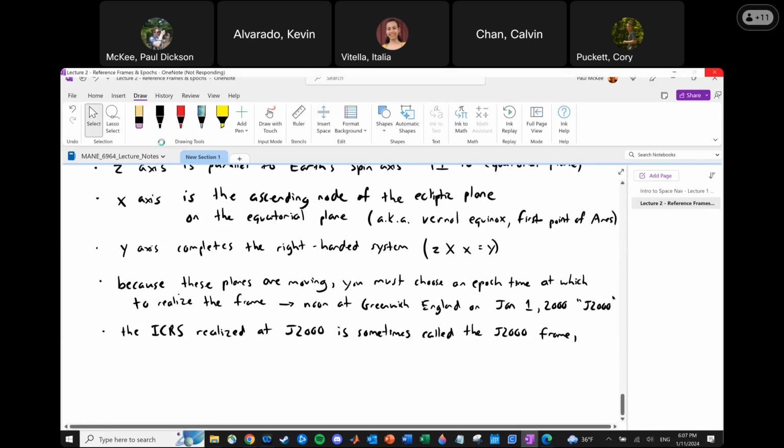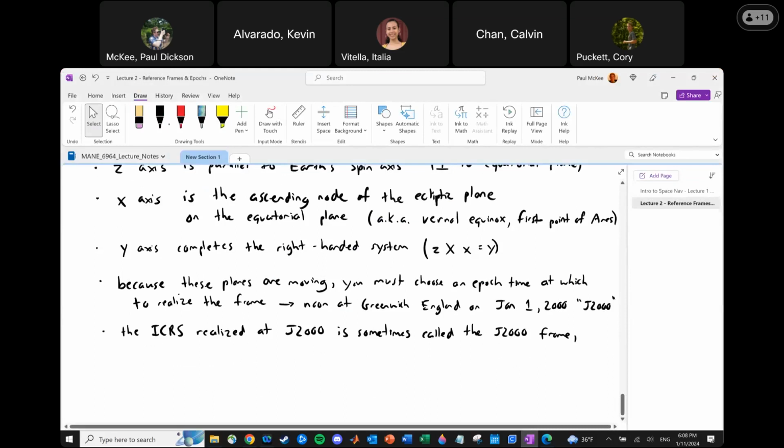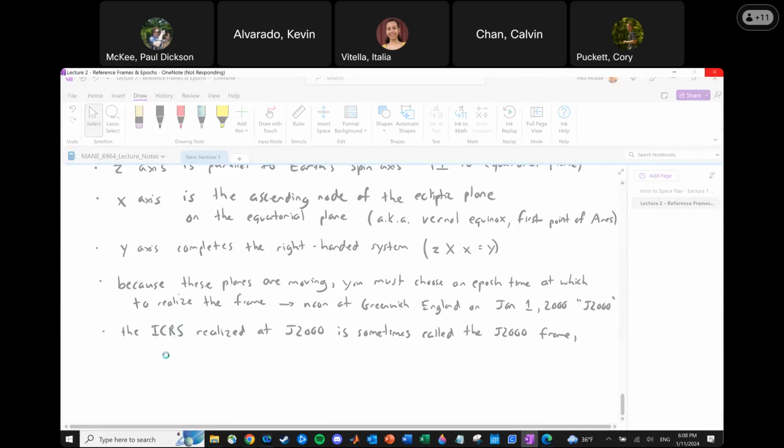Hang on. In between lectures 2 and 3, I'm going to have to figure out why OneNote seems to be giving me such a hard time here. If anybody's more familiar with OneNote than I am, I'll certainly take any constructive criticism you might have. Yeah, there it goes again.